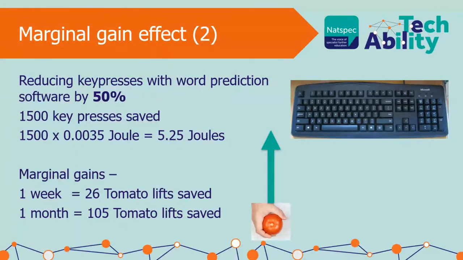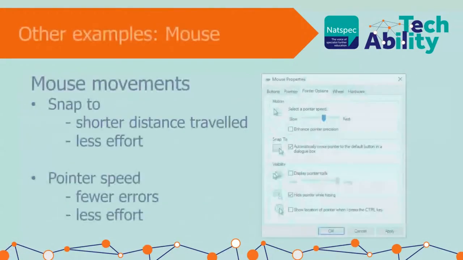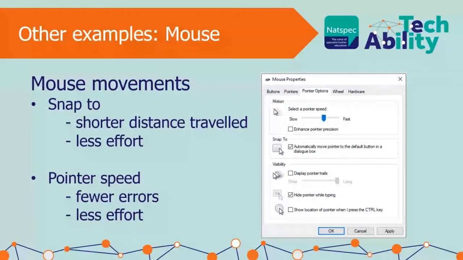Now, we're not even including in here either the mental energy, the thinking energy, which obviously burns an awful lot too. So, other examples of where this could be useful, things like mouse movement. So Paul's already mentioned using a joystick.